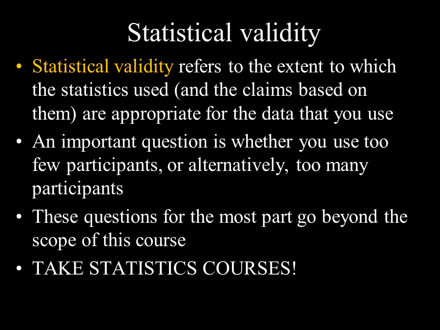There's another threat to validity that's worth mentioning, which is statistical validity. And it refers to the extent that the statistics that you use and the claims that are based upon them are appropriate for the data that you use. Remember when we discussed the different kinds of variables that you can have: nominal, ordinal, interval, ratio. It is possible to analyze interval data using those methods that are supposed to be developed for analyzing nominal data. So that can be an issue with doing research.